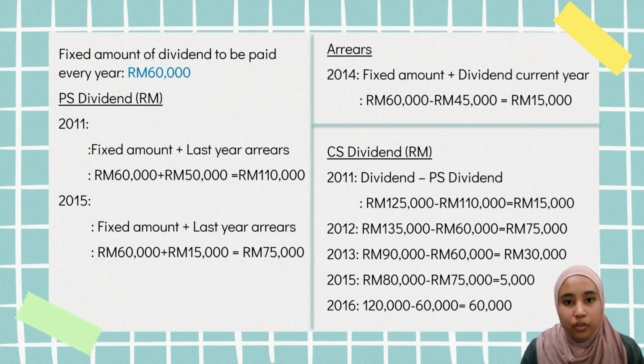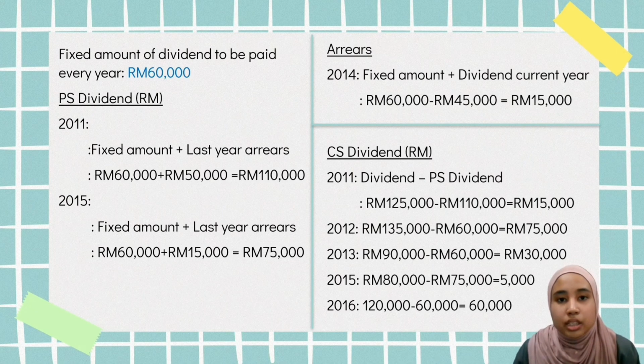For the year 2014, while the fixed amount is still 60,000, it is quite obvious that the amount of dividend that the company can pay cannot cover the fixed amount at only 45,000. The company will still pay 45,000 to the preferred stockholders and the remaining 15,000 will go to the arrears row, where it will be carried forward in the next year. In this year, there is no amount left for common stockholders, so common stockholders will get nothing.